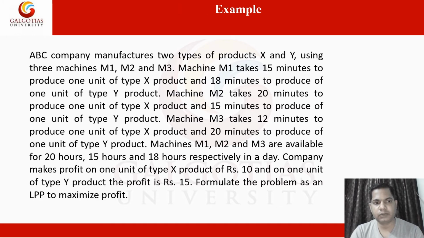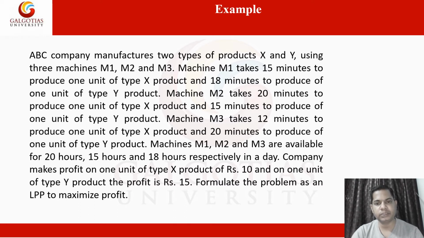Now this is one example from manufacturing industries, where a company is manufacturing two types of products using three machines M1, M2 and M3. Every machine can produce both types of product but at a different efficiency. Machine M1 takes 15 minutes to produce one unit of type X product, and 18 minutes to produce one unit of type Y product.